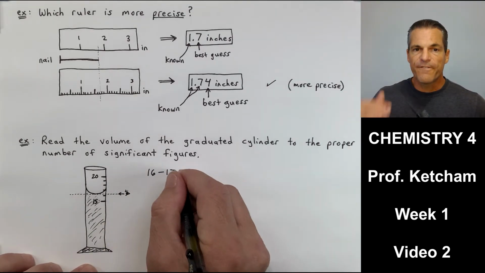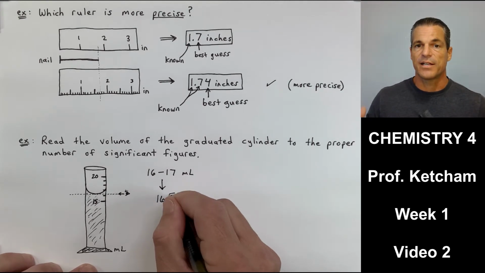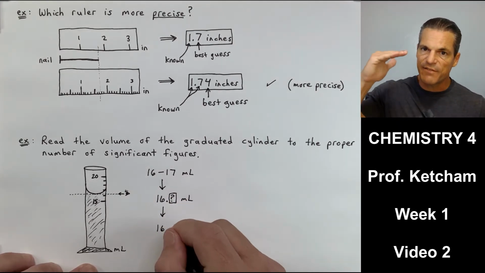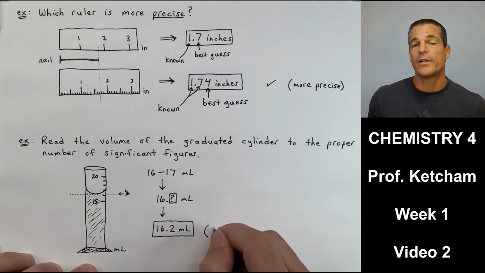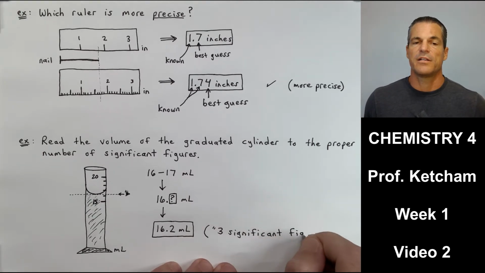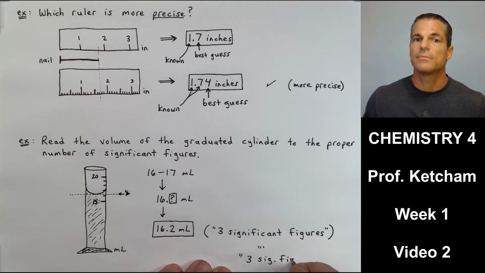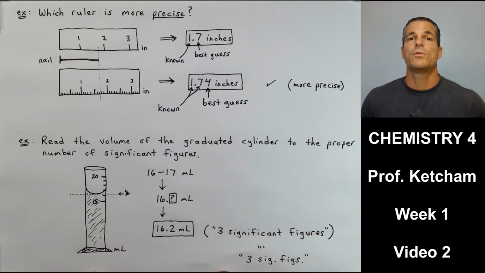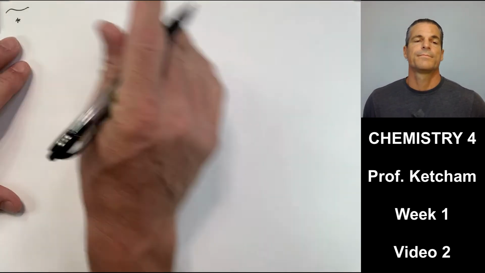Well, I know for a fact I'm in between 16 and 17 milliliters here because there's a 16 tick mark and a 17 tick mark. My best guess, well, I came up with 0.2. I feel like it's closer to the 16 mark than it is to 17. So I say 16, and then my best guess, 0.2. 16.2 milliliters, 3 digits there, so 3 significant figures.